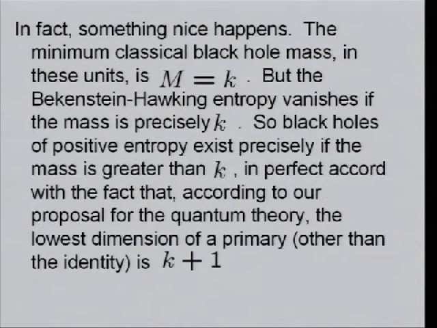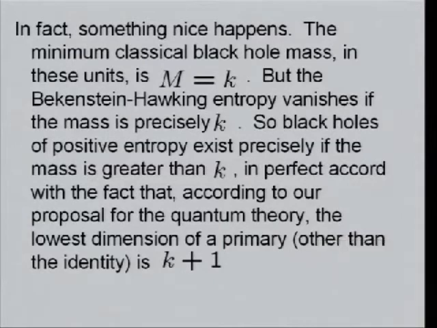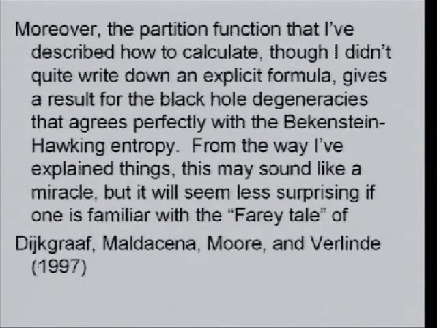In fact, something nice happens. The minimum classical black hole mass in these units is k. But the Bekenstein-Hawking entropy vanishes if the mass is precisely k. So classically, black holes of positive entropy exist precisely if the mass is greater than k, which is in perfect accord with the fact that, according to our proposal, the lowest dimension of a primary other than the identity is k plus 1. We didn't put in the minimum mass of a black hole, but we kind of got it out with a little sleight of hand.